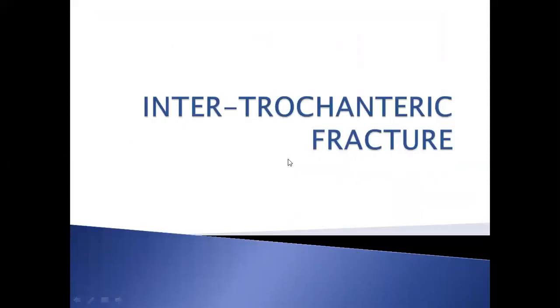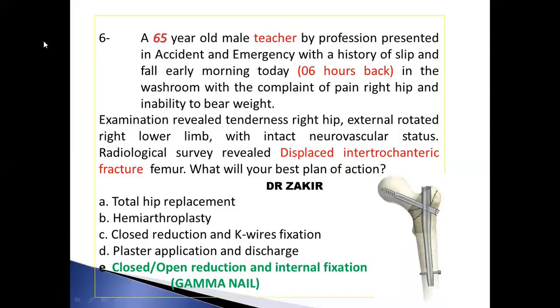Now we go for the extracapsular fracture. This is intertrochanteric fracture femur. Very easy. We kept the patient 65 years old male, same teacher by profession, and we did only the radiological survey. There's no difference in the presentation of fracture neck of femur and intertrochanteric fracture femur. So the X-ray findings show a displaced intertrochanteric fracture femur. So what will be our best plan in this case?